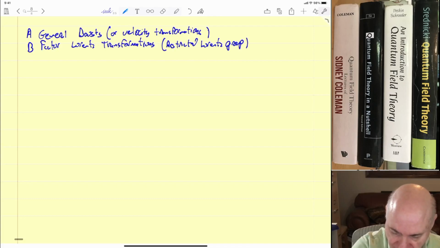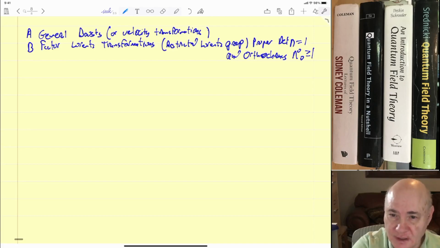So that involves proper, the determinant of lambda equals 1, and what I call orthochronous, which is that lambda 0, 0 is greater than or equal to 1. So I won't always say proper or orthochronous, but the usual Lorenz transformations. We're not dealing with parity or time reversal. Okay.